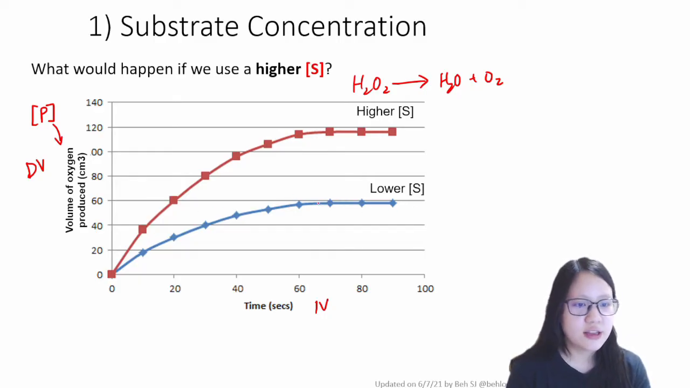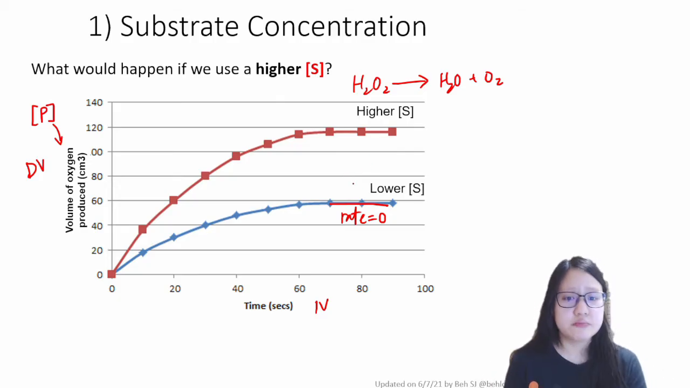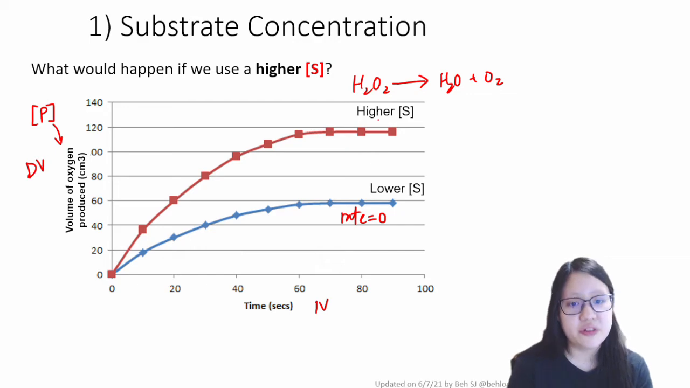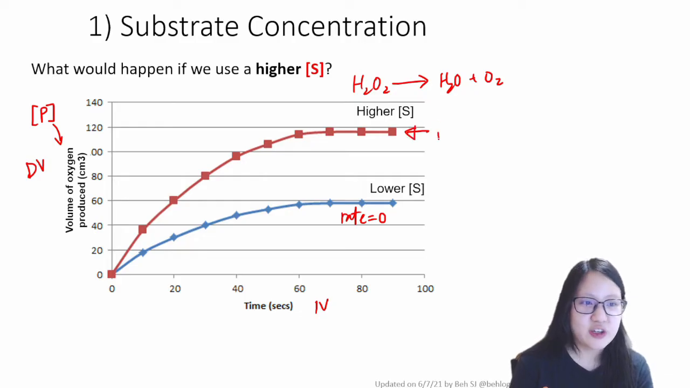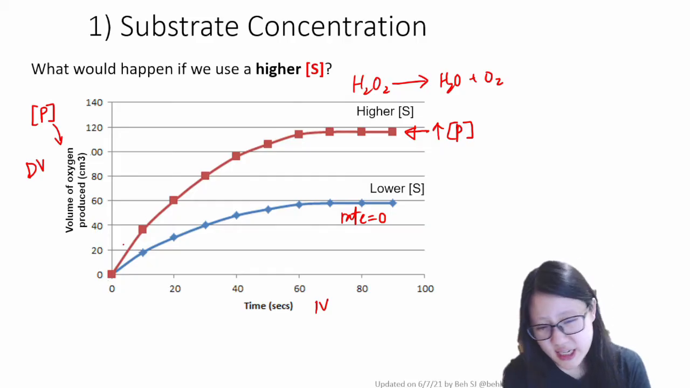So at this point, basically, the rate is 0. The reaction has stopped because the substrate has run out. So this is true for both of them. Now, what is different is, well, the product concentration in the end. So if you have more substrate, you have more product concentration. That's one.